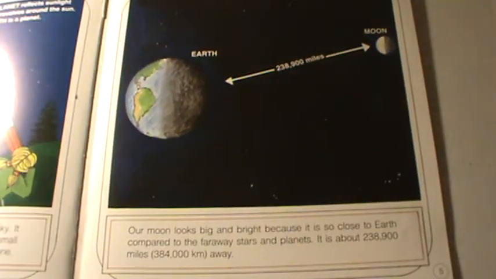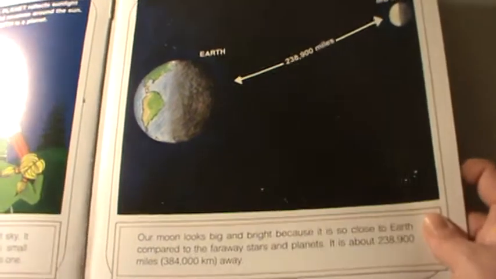Our moon looks big and bright because it is so close to Earth compared to the faraway stars and planets. It is about 238,900 miles away.